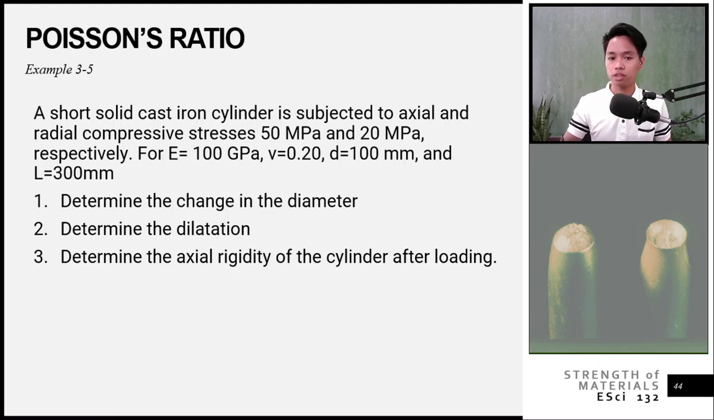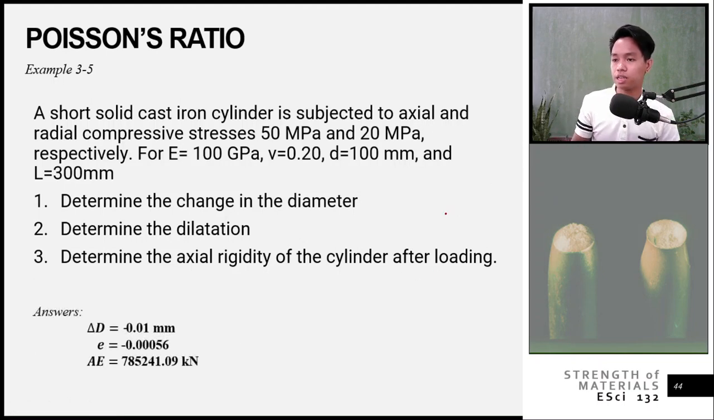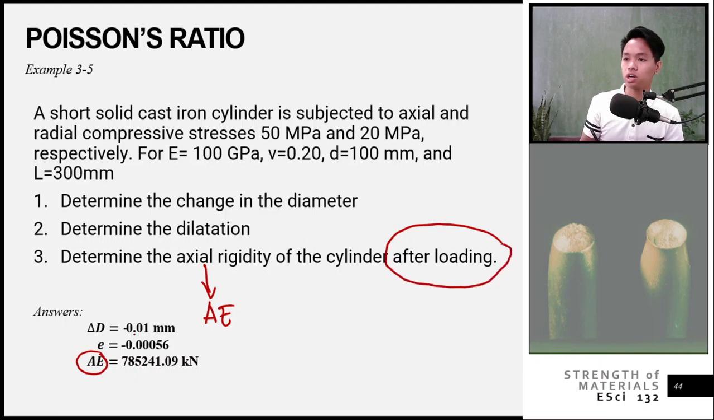So, first, you are going to derive the answer yourselves. The axial rigidity formula is your area multiplied by your modulus of elasticity, your AE. But take note that what is being asked is after loading. So, therefore, you are going to solve the area after loading, meaning it has already contracted or elongated, so that is the strain to consider. Okay? So, you can solve this example.